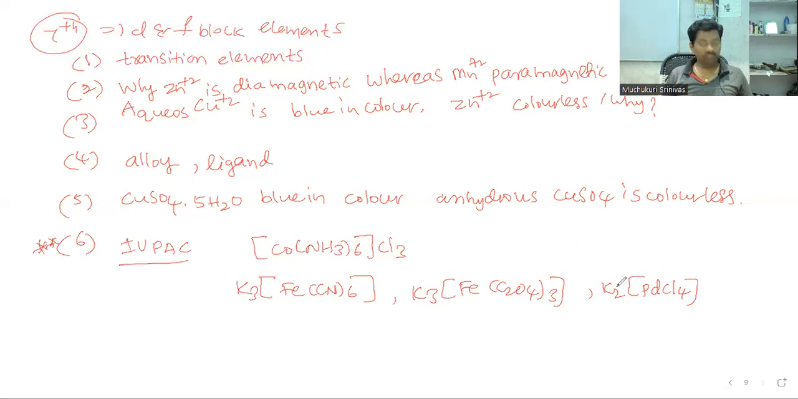Then some more questions are there. You just read some IUPAC names. If you know the concept, how to write IUPAC names, then you can write for any question. First, you have to know the concept: what are the IUPAC norms while writing the names of coordination compounds? You can write any question from this chapter. First, learn the concept.